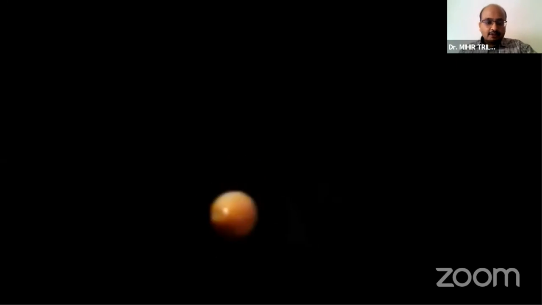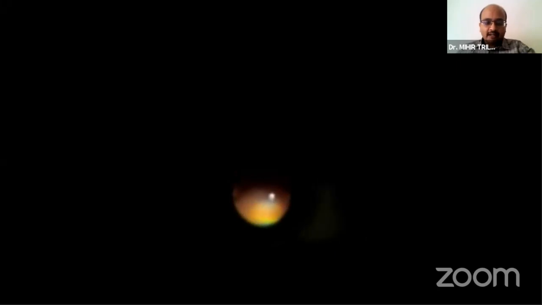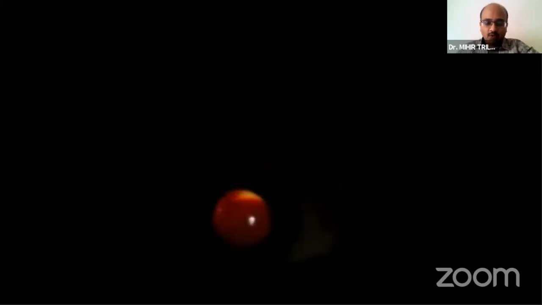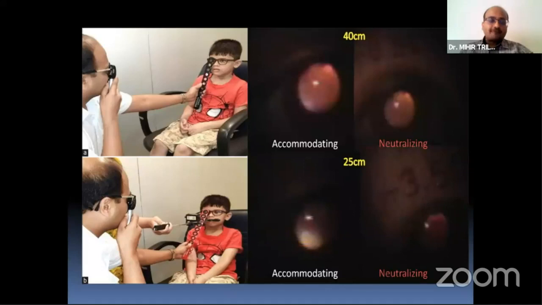This is a video recording through a direct ophthalmoscope. When the child is looking at distance, there was a superior crescent, as you see over here. And as soon as the child starts looking at an accommodative target at near, an inferior crescent appears, and as the course increases, how quickly it happens, how well it happens, whether it is equal in both eyes or not, and whether it is sustained or not. These four parameters can tell us about the quality of accommodation using this test.